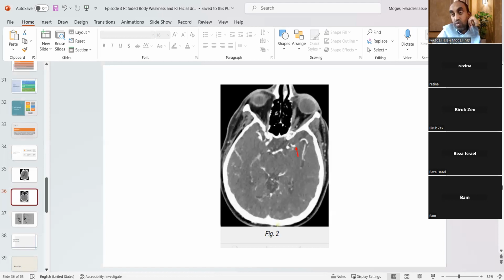Automatically you keep the patient NPO until the patient passes the dysphagia screen.